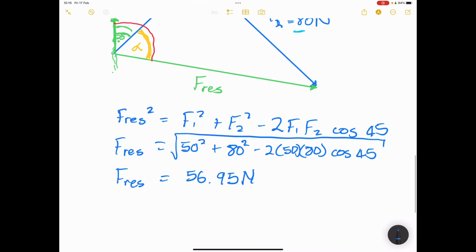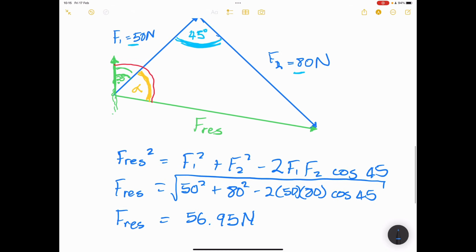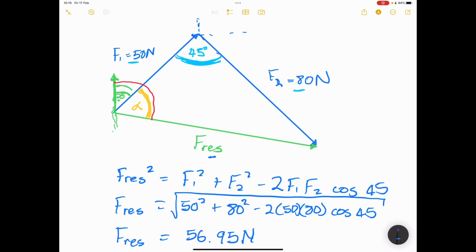Now for the sine rule, what do I have? I've got the resultant force, and I've got the angle opposite that. I'm looking for this angle, so I'm going to use the side opposite that angle. Do you get that? So let me use the sides that I have. It's always the sine of the angle divided by the side opposite that angle.